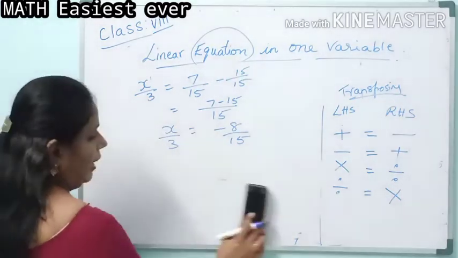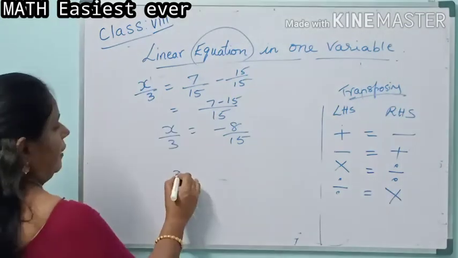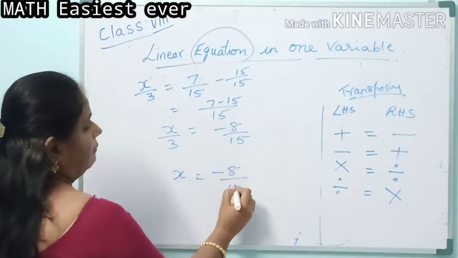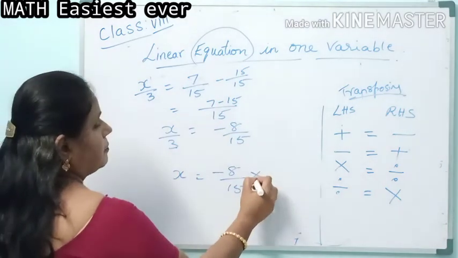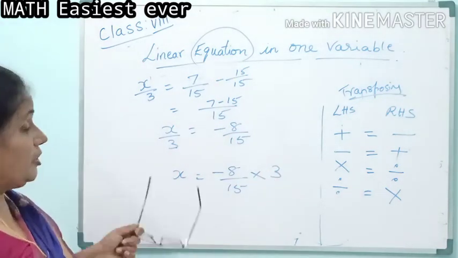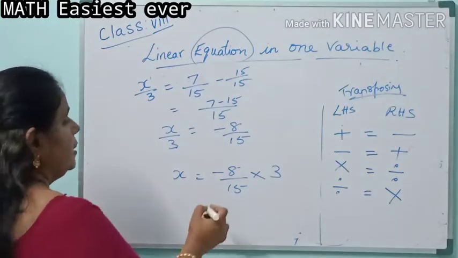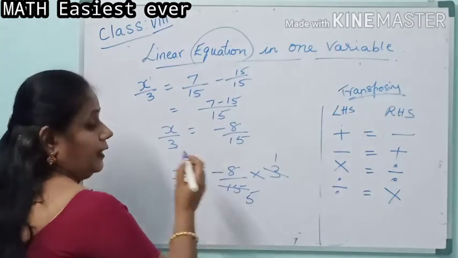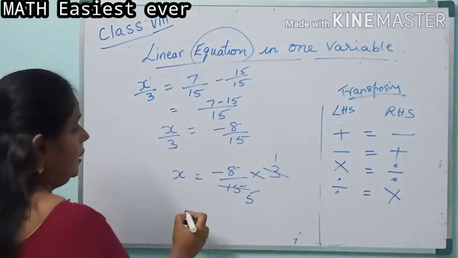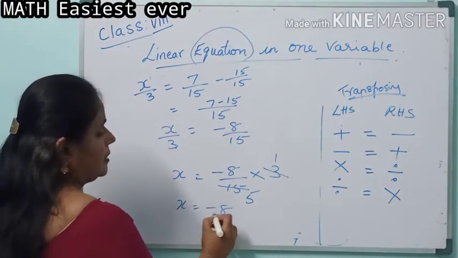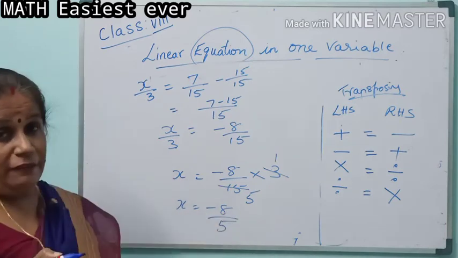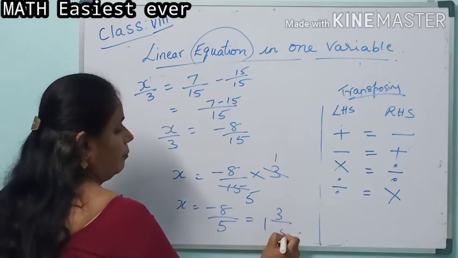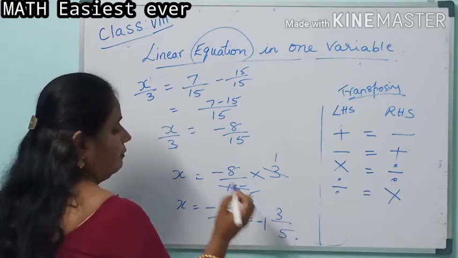So what is the value of x? The 3, take it to the other side. Division comes that side, it's multiplication. So minus 8 into 3, you can cut short like this. 3 ones are 3 and 3 5s are 15. So your answer is minus 8 by 5. Minus 8 by 5, we change it to mixed number. 5 ones are 5, 3 by 5. Minus 1 3 by 5.